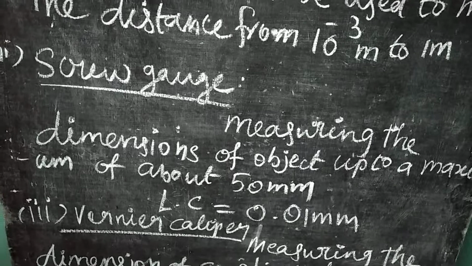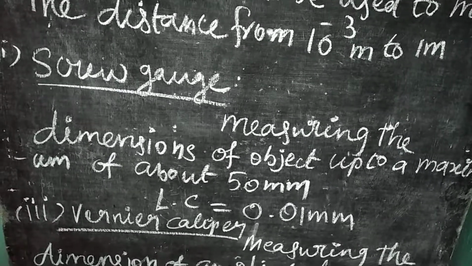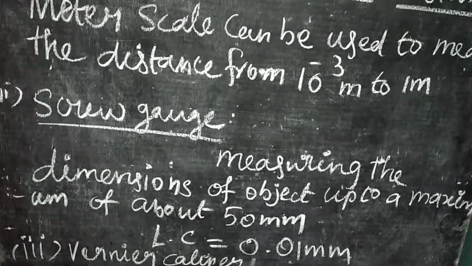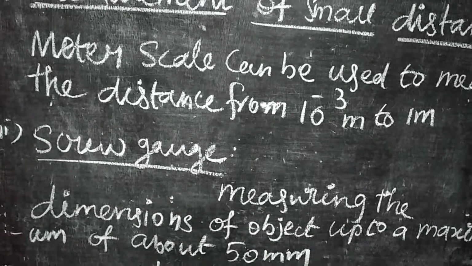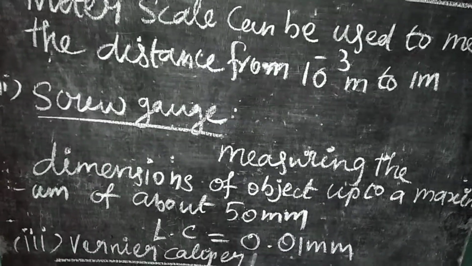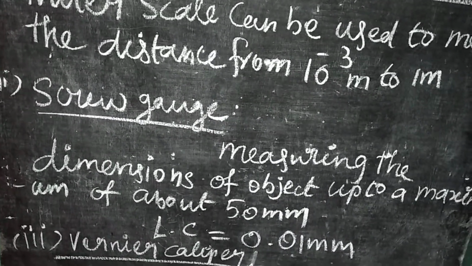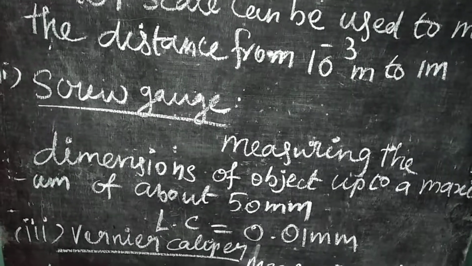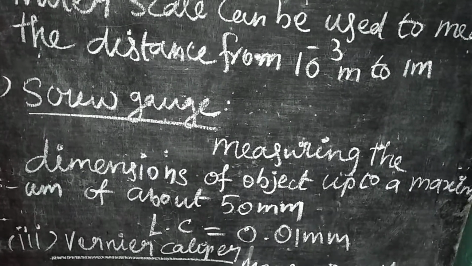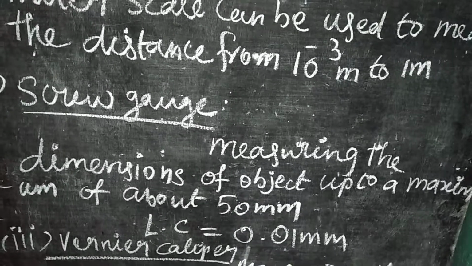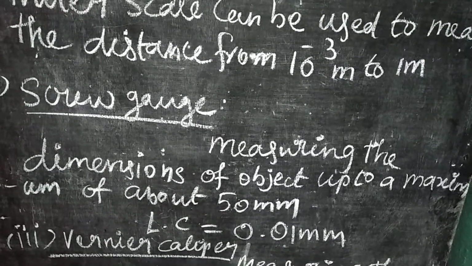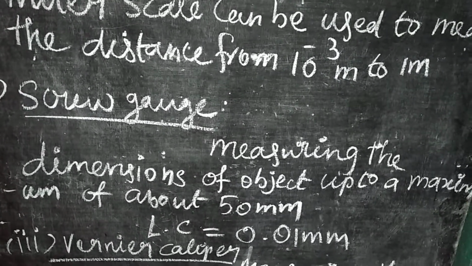For measuring small distance, we use vernier caliper, screw gauge, meter scale. With the help of screw gauge, vernier caliper, meter scale, we cannot measure larger distances. So how will you measure the larger distance? We have some special methods.